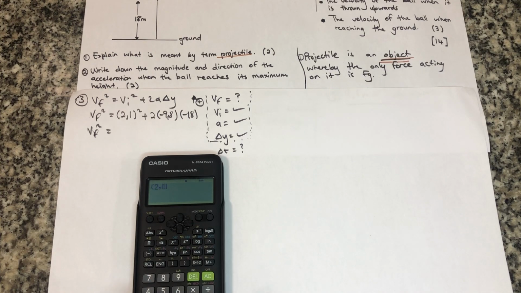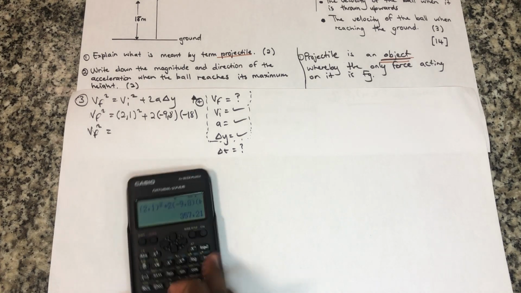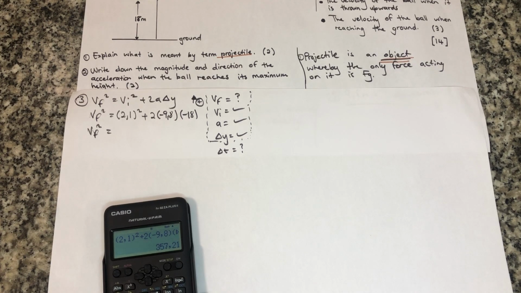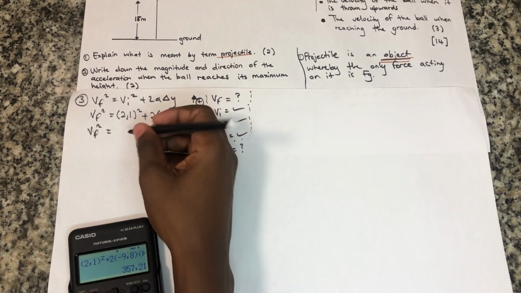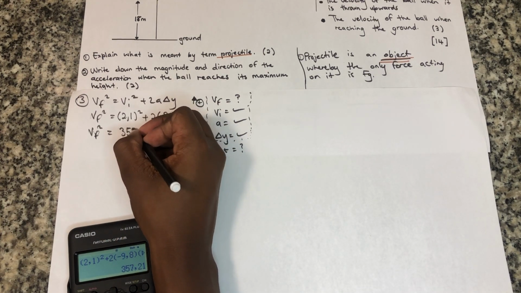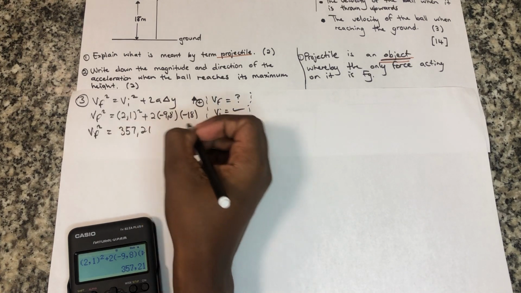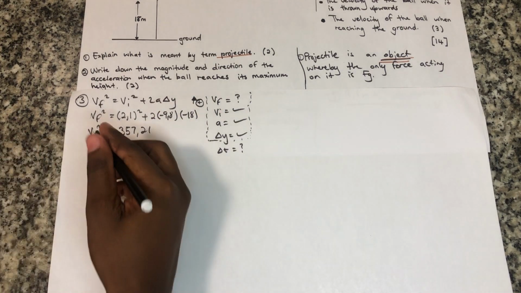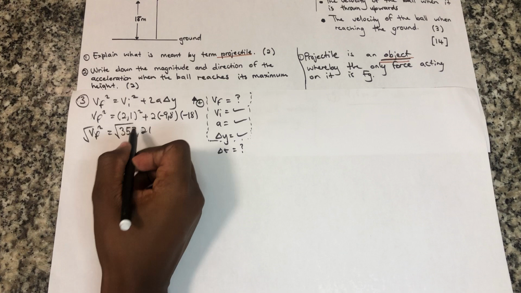Let's say 2,1 squared plus 2 open bracket negative 9,8, negative 18. All right, so that's 357.21. So that's going to be 357.21. All right, looking for the final velocity.